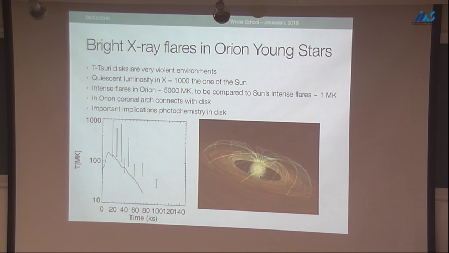So clearly, when you have these very strong flares, in particular in this article, I'm sorry, I haven't put the reference, it's Favata et al., 2005, you are creating coronal arches that connect the T-Tauri star with the disk. And so, as you can imagine, this has a potentially important implication for the photochemistry in the disk. In the X-rays, this was done with Chandra.